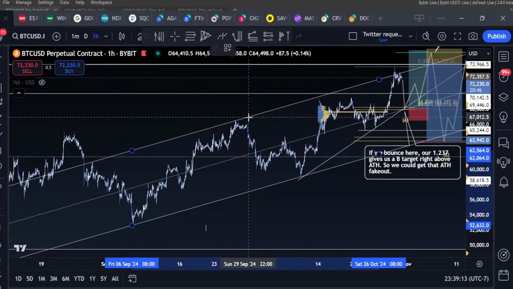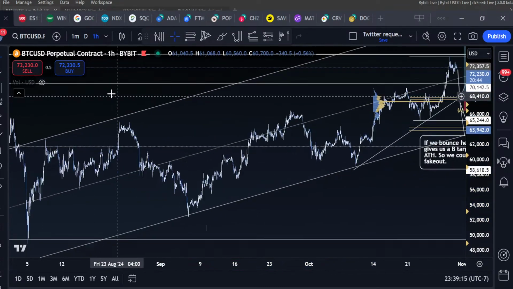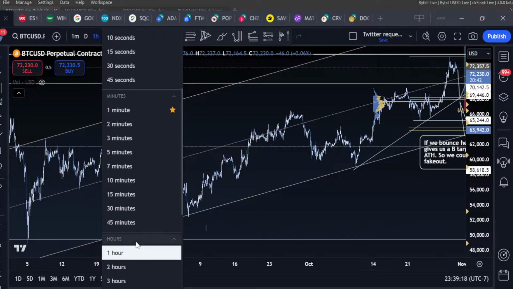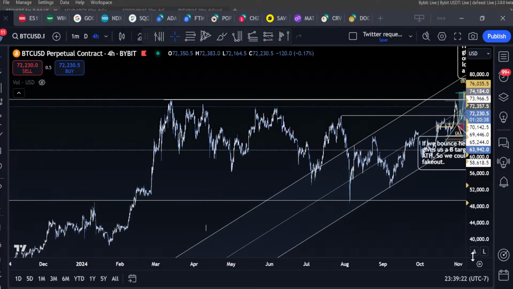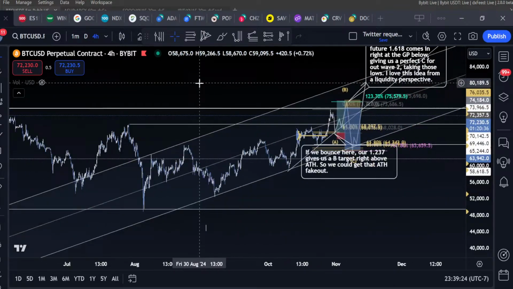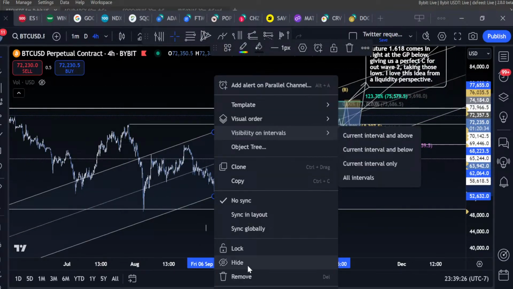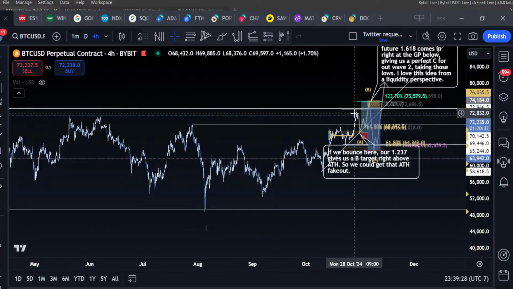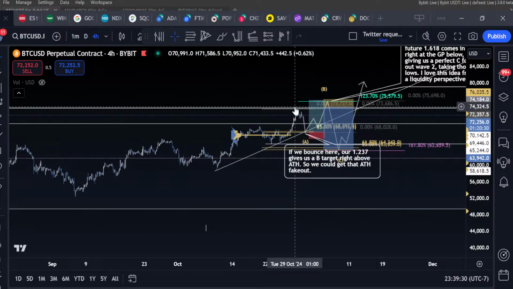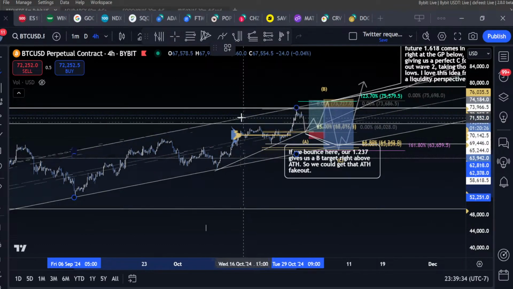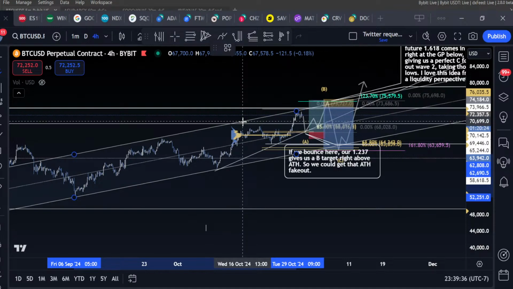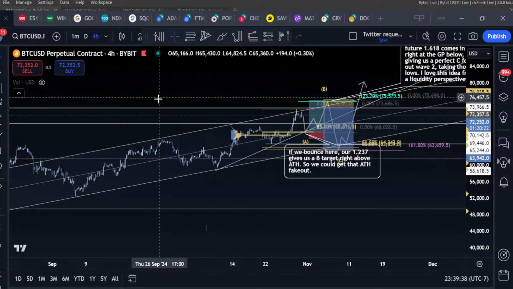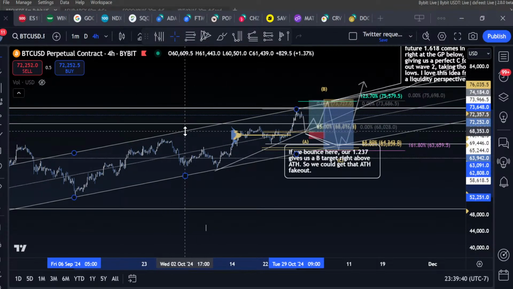Okay, so there's some ideas here. Let me actually come back out to the 4-hour chart. There's some ideas here of front running this all-time high and putting in a correction down into this, a pretty clean parallel structure. It's not perfect. It's more perfect if you pull it from here.